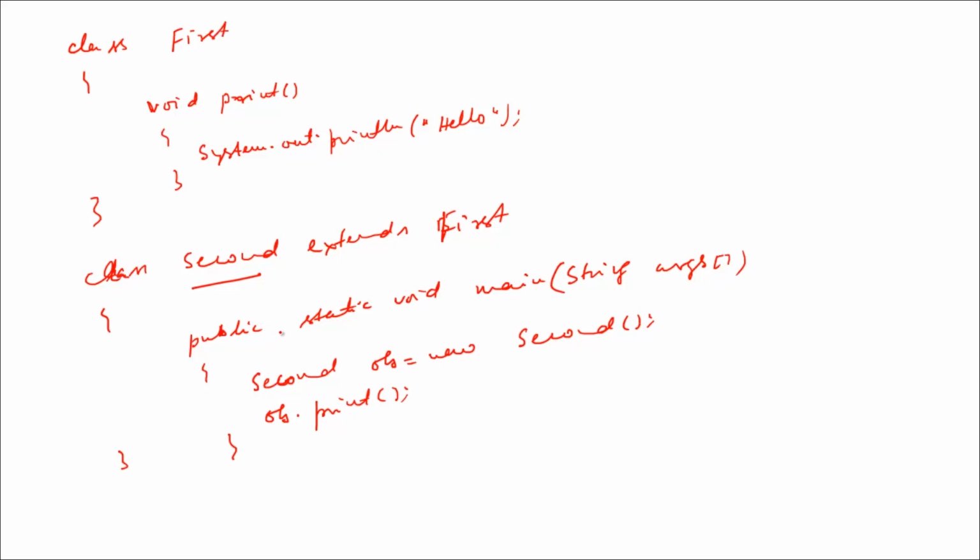So you see that the method print is not there in the second class, it is there in the first class, but I can call the print method in the second class. Why? Because I have inherited the first class into the second class.